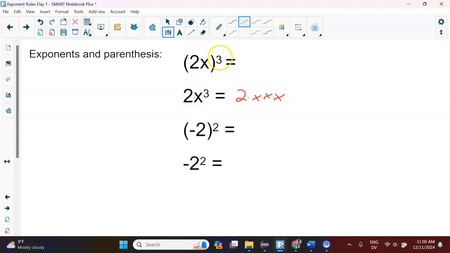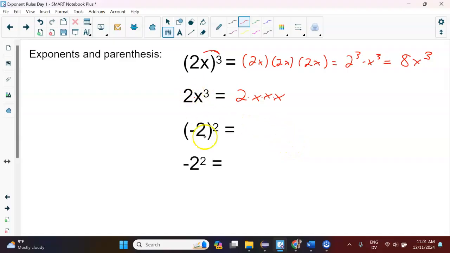Versus here with parentheses, now this 3 applies to both of them. And so what it means is you have that parenthesis 3 times. So you have 2x times 2x times 2x. You can see the difference is on the second one you only had 2 once. Now you have 2 three times. So you end up with the 2 cubed and the x cubed, right? Which means if you do 2 times 2 times 2, you get 8. So this top one cleans up to 8x cubed, right?